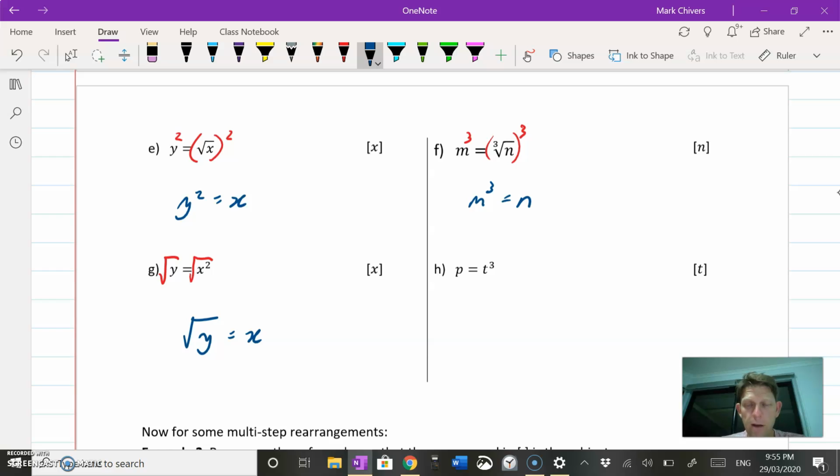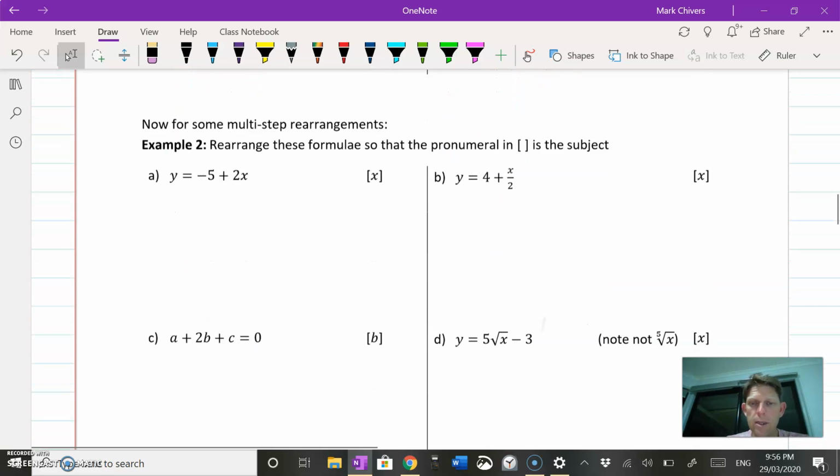And much like the one above, in this one we're going to have to take the cube root because that's the opposite of taking the cube. So it's the cube root, and we're going to have to take the cube root of both sides. So we're going to end up with the cube root of p equals t.